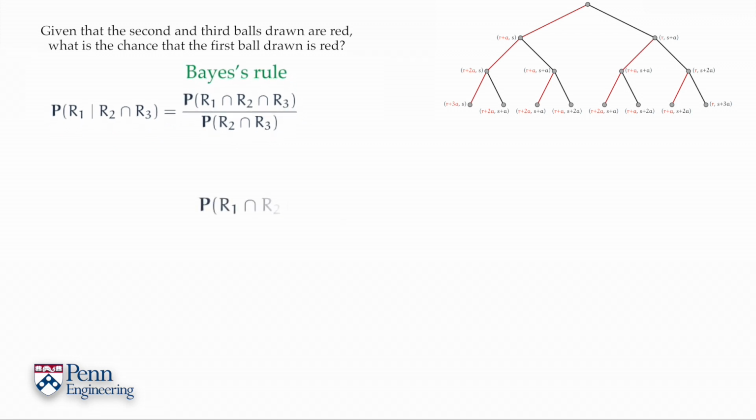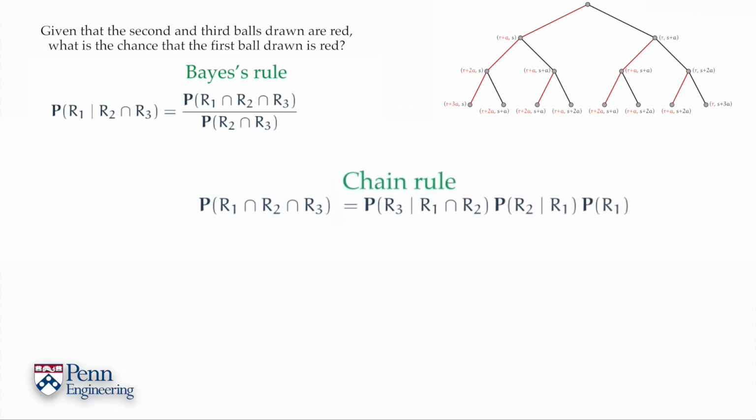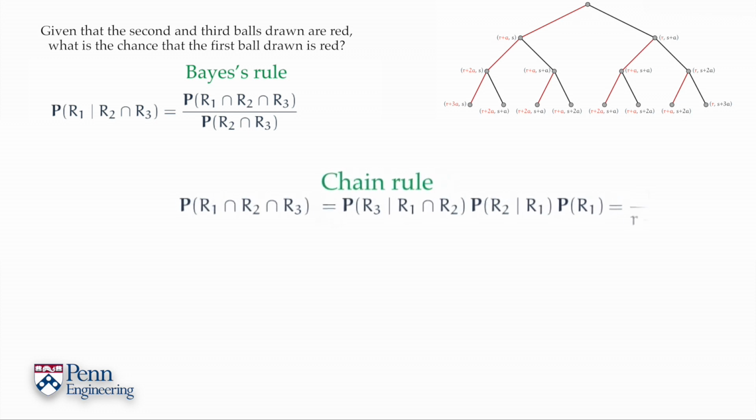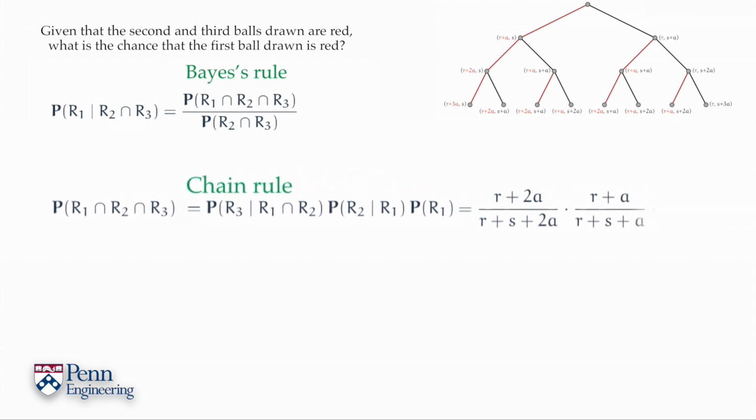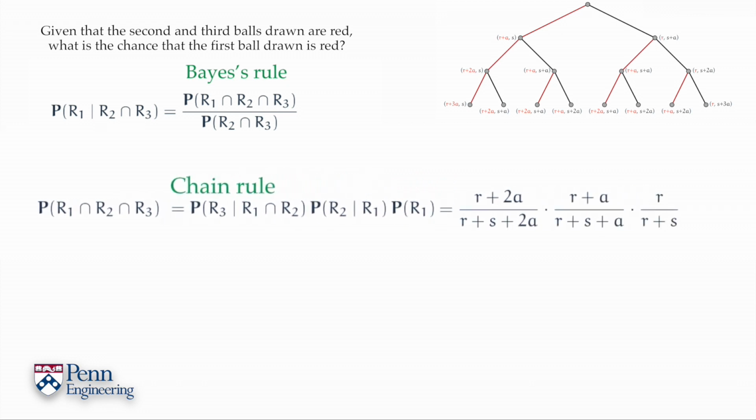First, the numerator. What is the joint probability of drawing 3 red balls in a row? Immediately, the structure of the transitions suggests that we apply a chain rule. The probability of R3 given R1 and R2 times the probability of R2 given R1 times the probability of R1. Notice this decomposition is in the forward direction because that is what is known to me. That is what is given to us. And of course, once we have this, we just read things out from the edges of the tree and write down an expression. And now all that remains is to simplify it, pool terms, and you're done.